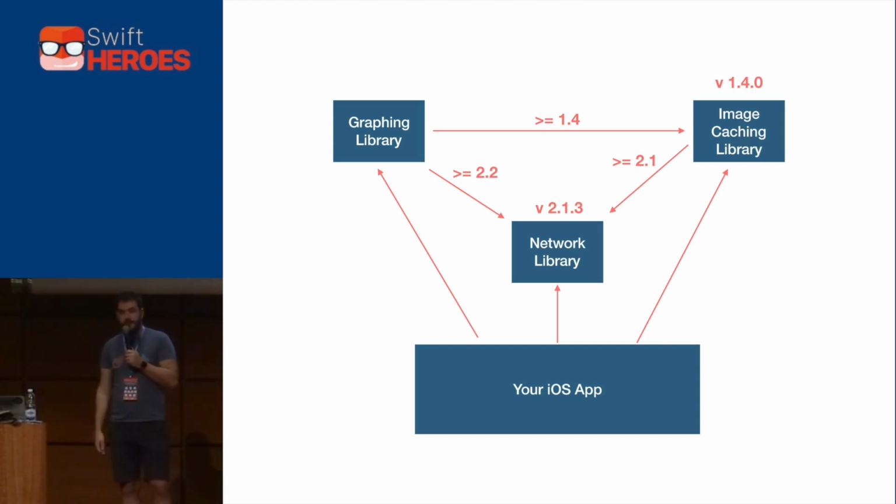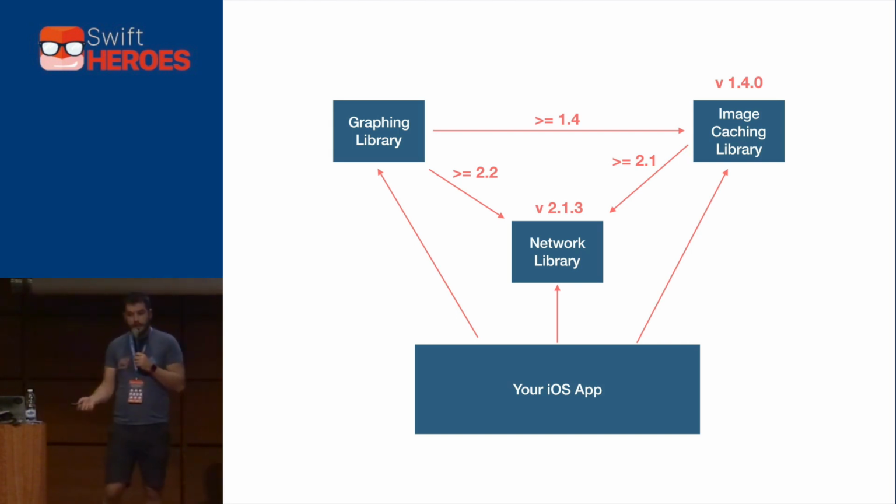And then at some point in the future, you also want an image caching library. That's cool. But the image caching library also requires the network library. So how do you make sure that those two things work? In our case, the image caching library relies on version 2.1 or greater of the network library. But that's fine because we're currently using version 2.1.3. So it all works. And then at some point in the future, you also need a graphing library. Let's say you want to draw some fancy graphs in your app. But the graphing library also relies on the image caching library, and that requires version 1.4 or greater. But that's fine because you're actually using version 1.4.